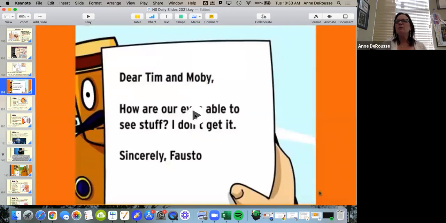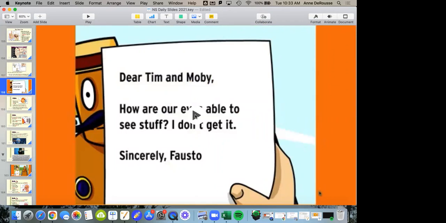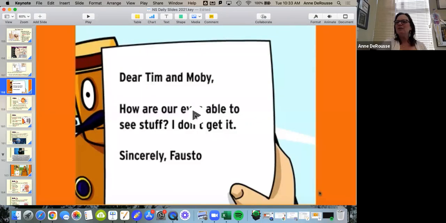Does anybody remember what the receptors are for in your eyes? Isn't it rods and cones? It is rods and cones. So when you get to the part of this video, you're going to get to see how these rods and cones work to see stuff.